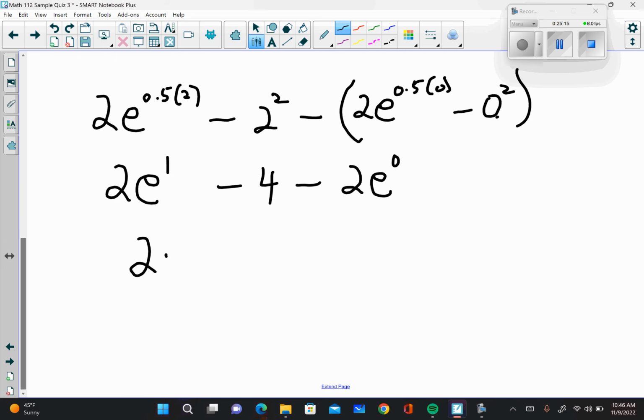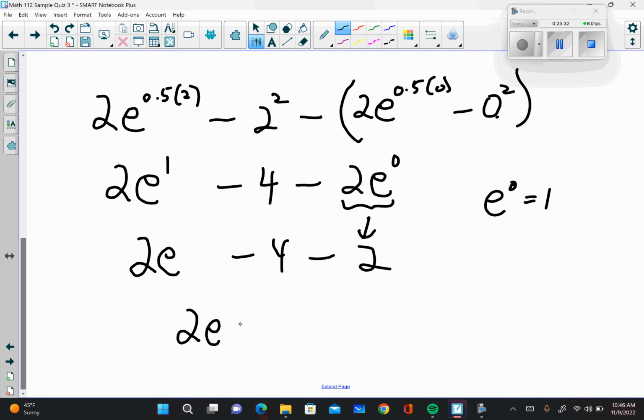So we have 2e to the first, just 2e, minus 4, minus 2, because e to the 0 is 1. 2 times e to the 0 means 2 times 1. So final answer is 2e minus 6, because minus 4 and minus 2, combine those. 2e minus 6 is the final answer.